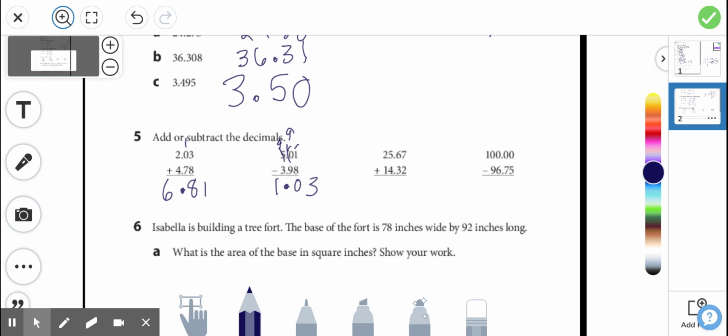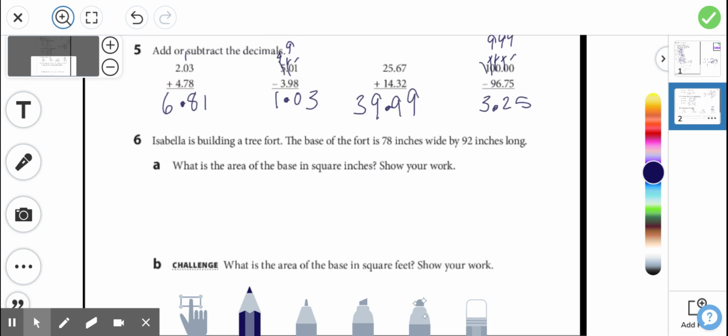Now we're adding. Don't forget my decimal point. 9 again. 9, and 1 plus 2 is 3. Over here we have to borrow. 9, borrowing. 10 minus 5, 5. 9 minus 7, 2. Decimal point. 9 minus 6, 3. 3.25.